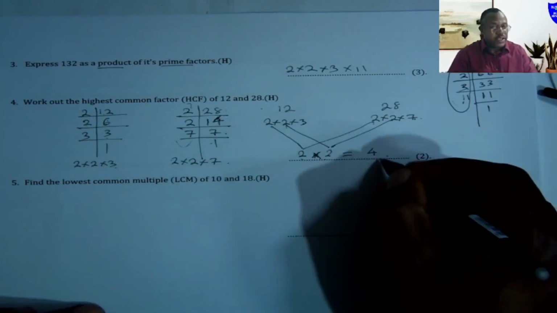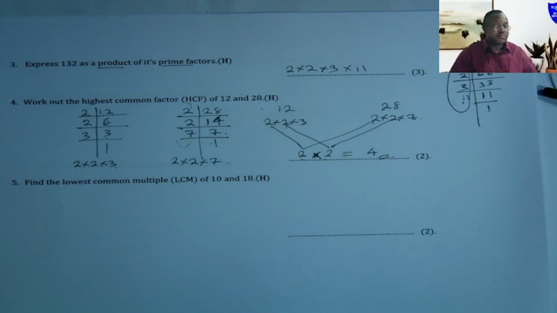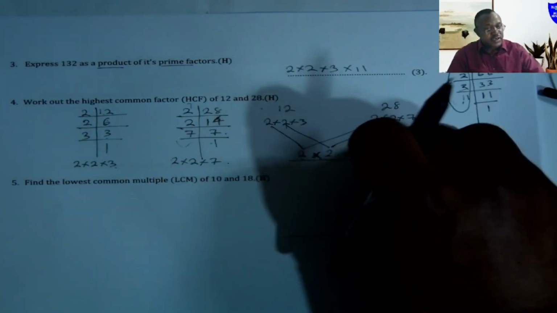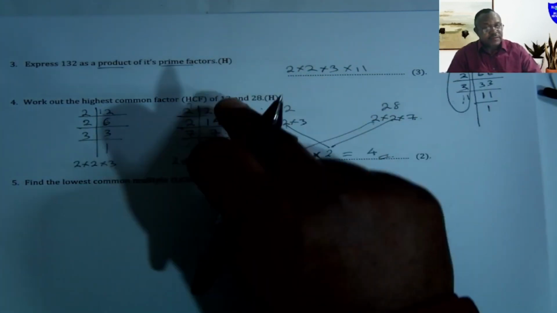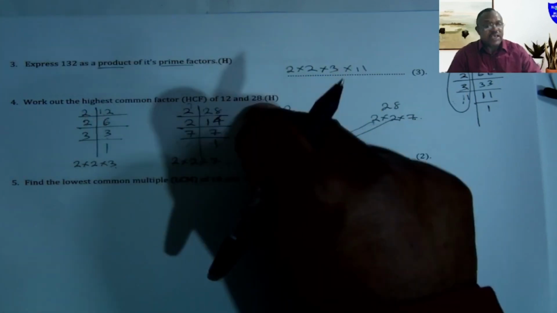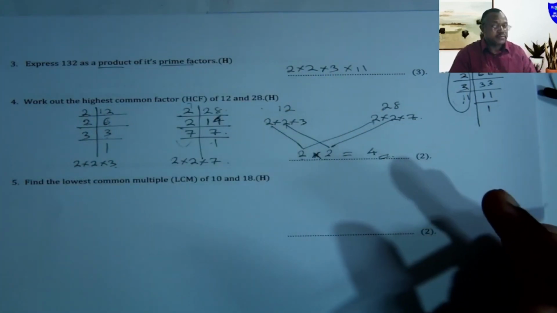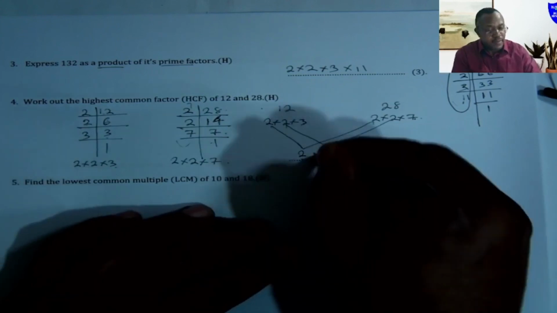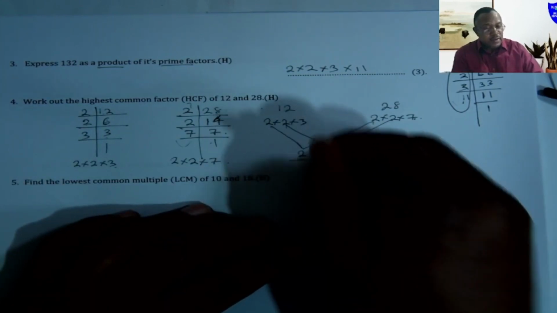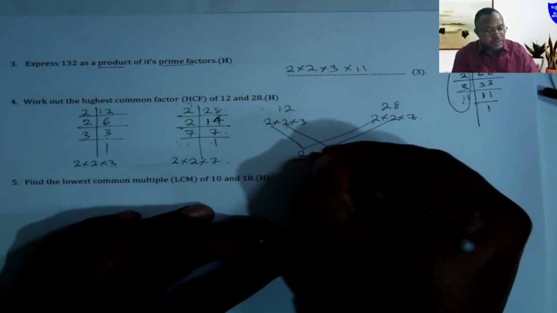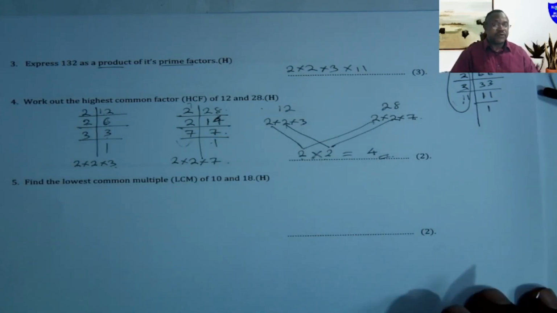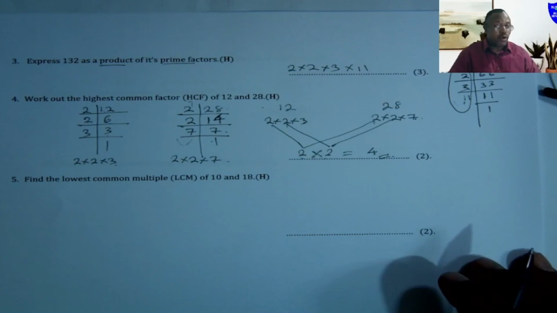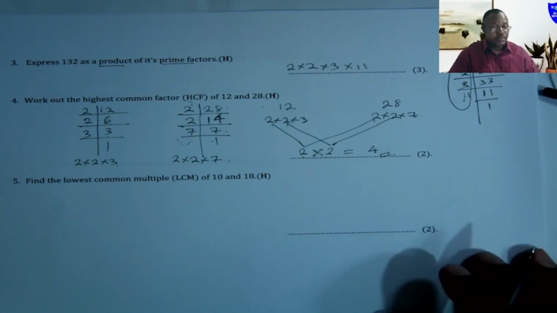And 4 is the highest common factor. This is the highest factor that can divide 12 and 28 without leaving a remainder. Okay, let me write this properly, guys. Right, yeah, that's how you find the highest common factor of 2 or more numbers.